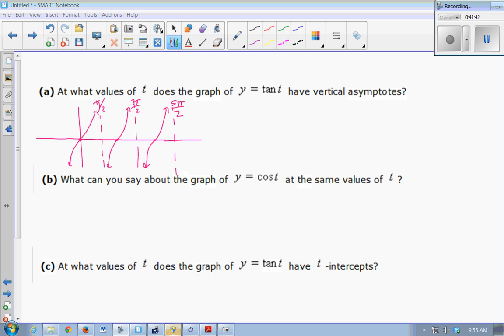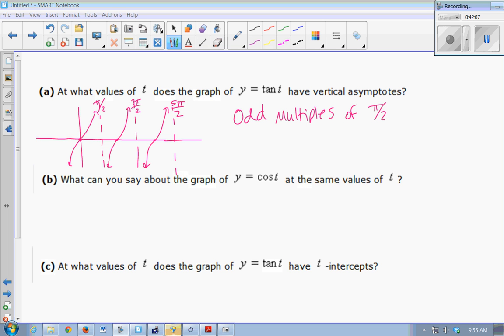So you can't just say multiples of pi over 2, because 2 pi over 2 is not an asymptote, right? It's a 0 of the function. So this is odd multiples of pi over 2. So it would be 1 pi over 2, 3 pi over 2, 5 pi over 2. All right, so you can just look at a picture of it to see where the asymptotes are.